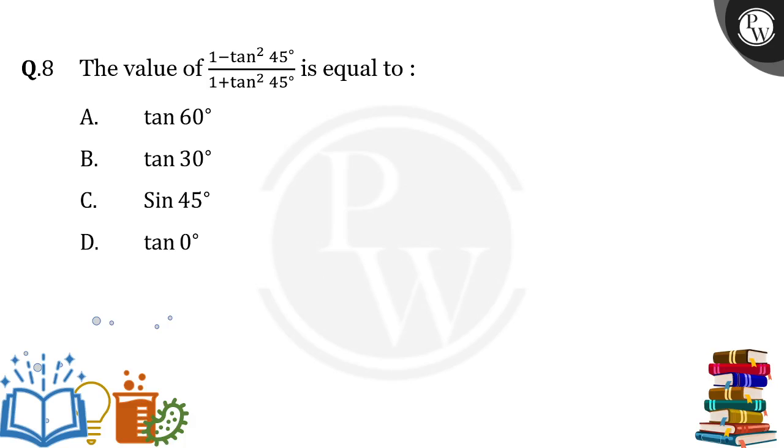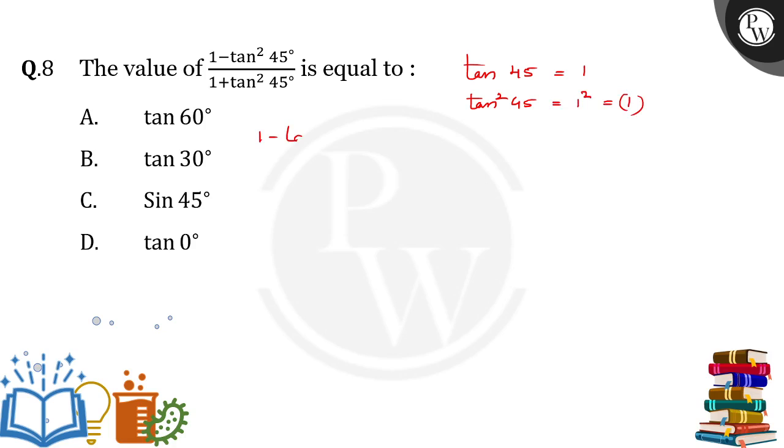Hello everyone. The value of (1 − tan² 45°) / (1 + tan² 45°) is equal to how much? See here, we know what the value of tan 45 is. Tan 45 is 1, such that tan² 45 is also how much? That is nothing but 1 squared. We will get again 1 only.